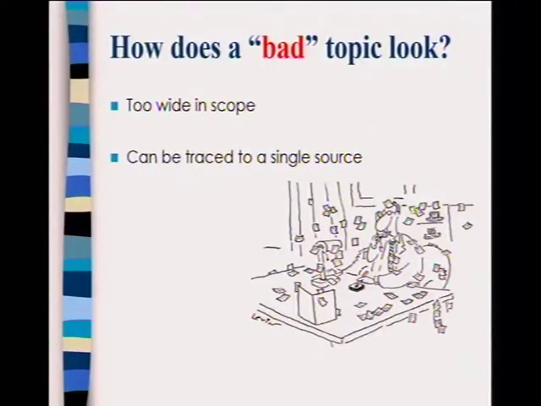Your topic is bad if it is too wide in scope, or can be traced to a single source. Remember, what is very important in research is literature. When you do research, you must be able to think about literature. What are the studies that have been done by other people? Because if your topic is limited in literature, you may struggle along.